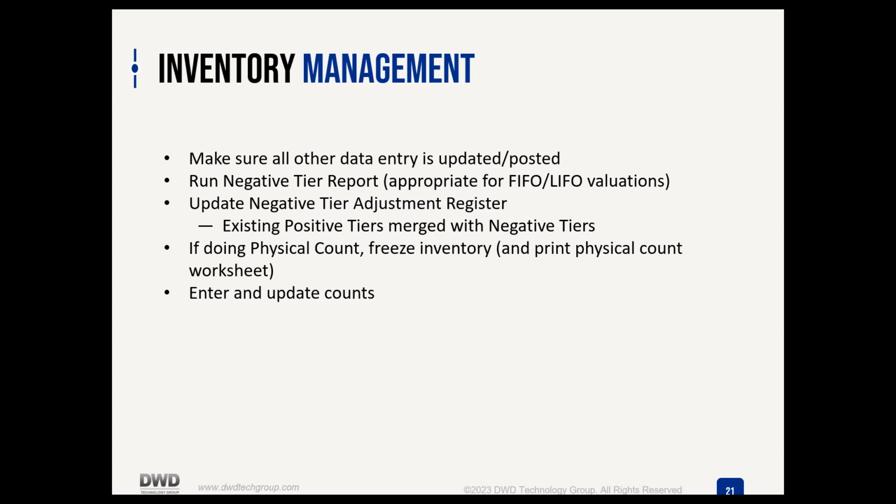There is a process that we can go through where we can freeze that inventory. We can print a count worksheet, and then we can enter and update those counts. Now, the cool thing about Sage is that when we freeze that inventory, we've put in a baseline of what the quantity of inventory should have been at the time we started the count. And then when we report those counts, we need to report what is there irrespective of what other activity might have occurred in the meantime.